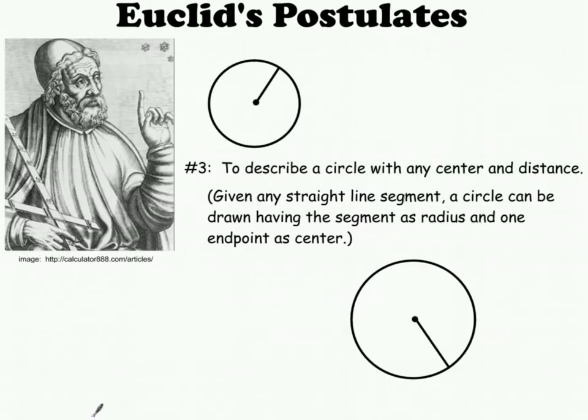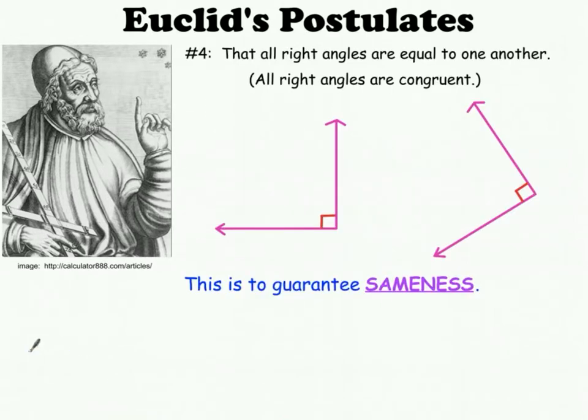The third postulate. It is possible to describe a circle with any center and radius. The fourth postulate. All right angles are equal to one another.